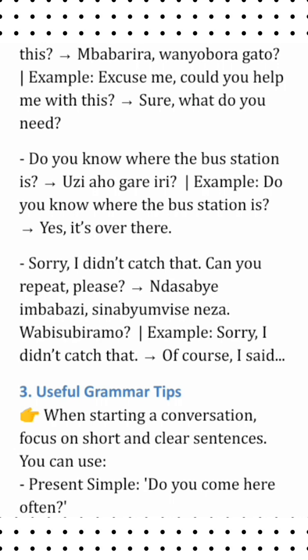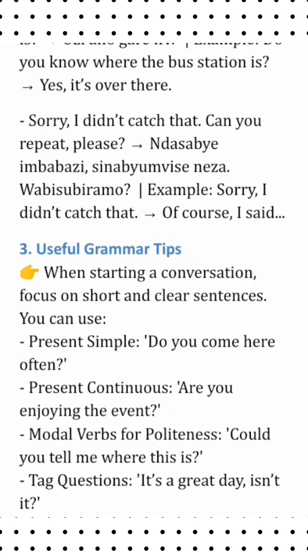That's an example. Another way is to use present continuous. Are you enjoying the event? That's a basic way. For example, if you're in a certain event, you can ask somebody if he's enjoying it, and from there you can start a conversation. Then you can talk more and more, isn't it? Another way is to use some modal verbs to show your politeness. To show politeness. For example, you can say, could you tell me where this is? May you tell me where this is?